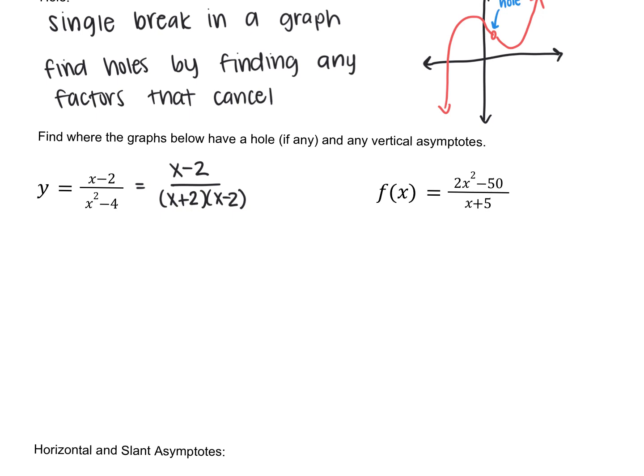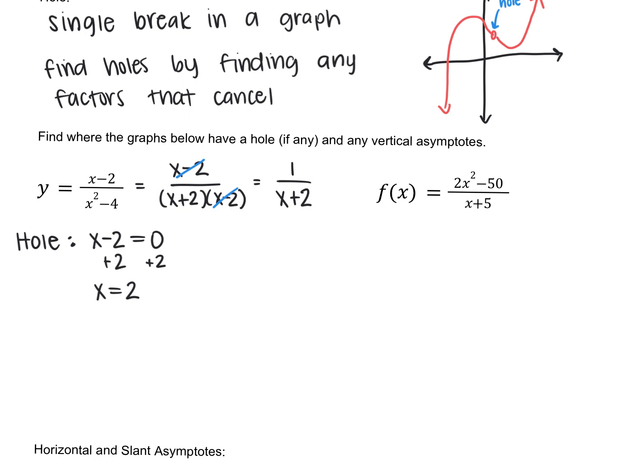And I can see I have the factor x minus 2 that is going to cancel for my numerator and denominator, leaving me with 1 over x plus 2. So that tells me I have a hole where x minus 2 equals 0, since that's my factor that canceled. So we'll add 2, and we get that the x value is 2. But the hole is a point, so now I want to find the y value.